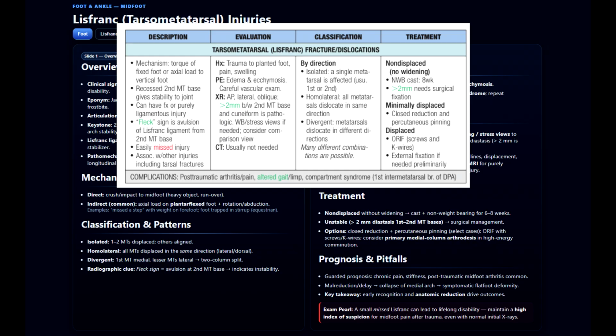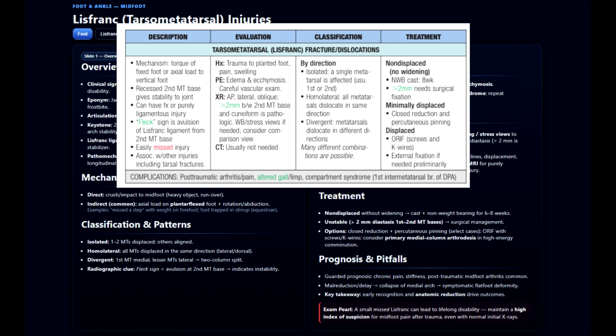In some cases, especially in high-energy injuries with severe comminution, primary arthrodesis of the medial column may be considered as an alternative to fixation. Prognosis and complications. Despite optimal treatment, Lisfranc injuries have a guarded prognosis. Chronic pain, stiffness, and post-traumatic arthritis of the midfoot are common. Malreduction or delayed diagnosis often leads to collapse of the medial longitudinal arch, producing a flat foot deformity. For this reason, early recognition and accurate anatomical reduction are critical to achieving the best possible outcome.